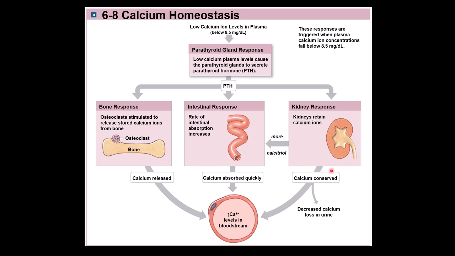At the same time, the parathyroid hormone increases calcitriol, and the calcitriol is important for absorption of calcium from the gastrointestinal system and reabsorption of calcium from the kidneys. So all these three mechanisms will cause an increase in the calcium level. Once the calcium level increases, this will inhibit release of parathyroid hormone. Everything goes back to normal.